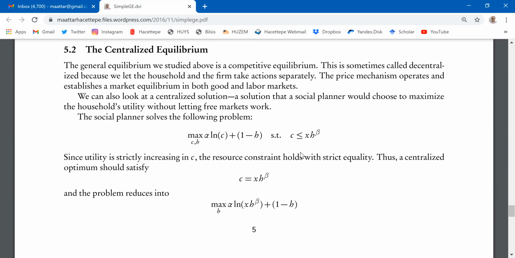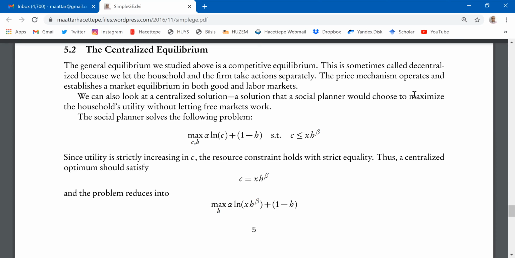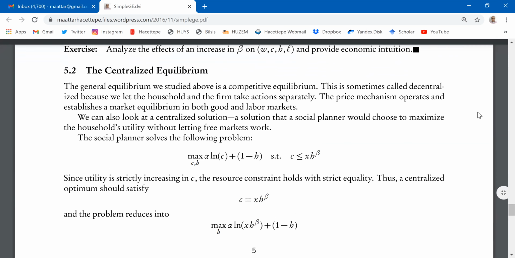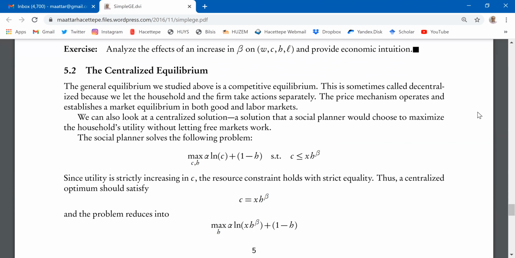Now this is sometimes called competitive equilibrium, right? As you know, this is a competitive Walrasian equilibrium, and sometimes it is called decentralized, because there is no central planner, there is no government, there is no planning organization. Nobody is trying to change the economic equilibrium. Now, there is an alternative, of course, and that alternative is the centralized equilibrium.